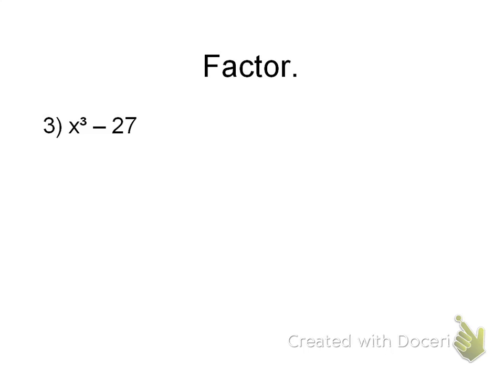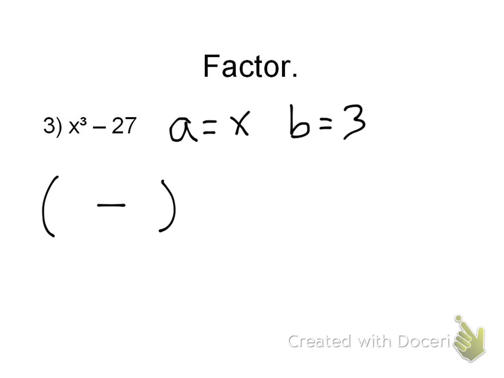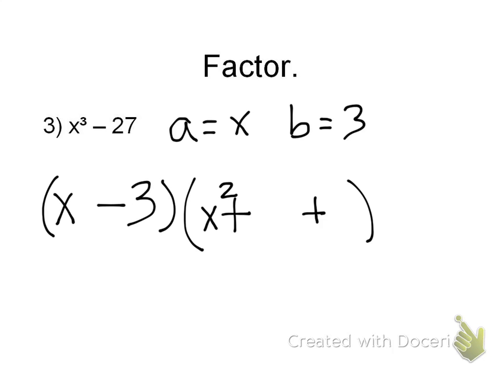Number 3 is a difference of squares or cubes? Cubes, good. So this is where we need to decide what A and B are. X and 3. Very good. So I have A equals X, B equals 3. This is where we have a binomial with the same sign as we had in our problem. Then a trinomial with the opposite sign and a plus sign. And then you're basically just filling in the blanks. So I want A and B. A squared, A times B, B squared.